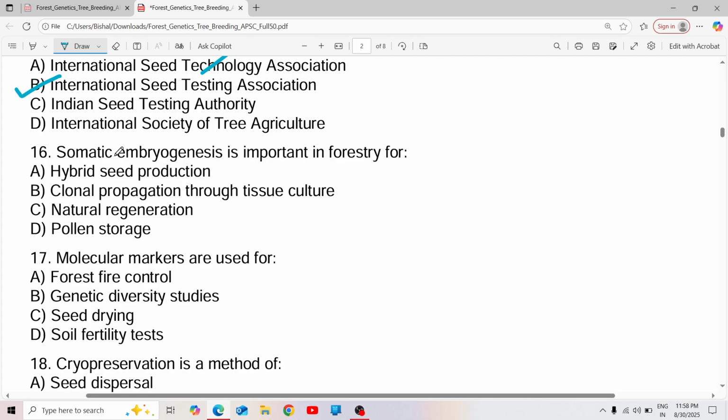Question number 16. Somatic embryogenesis is important in forestry for: option A, hybrid seed production; B, clonal propagation through tissue culture; C, natural regeneration; and D, pollen storage. Clonal propagation through tissue culture is the correct answer. Molecular markers are used for: option A, forest fire control; B, genetic diversity studies; C, seed drying; and D, seed fertility test. The correct answer is genetic diversity studies.